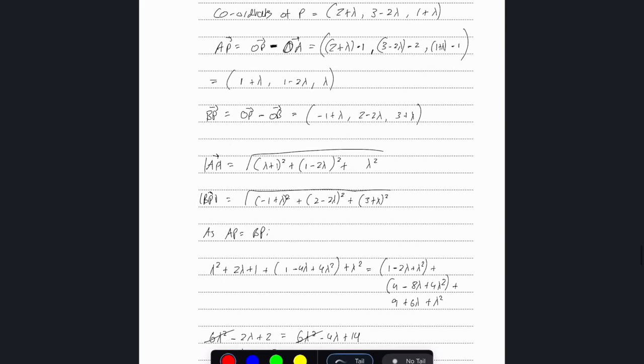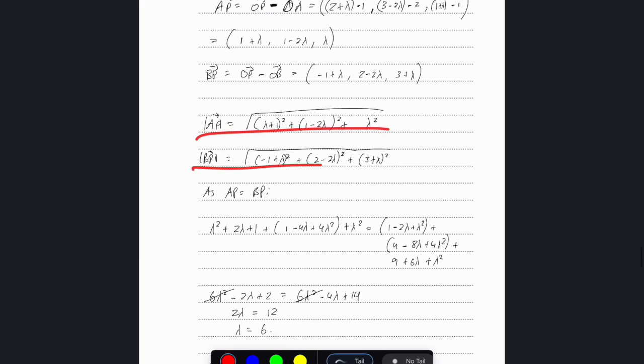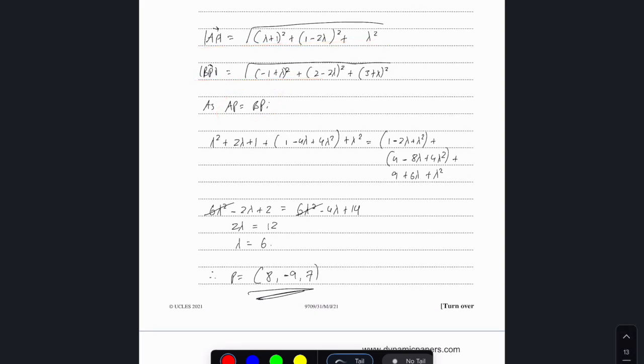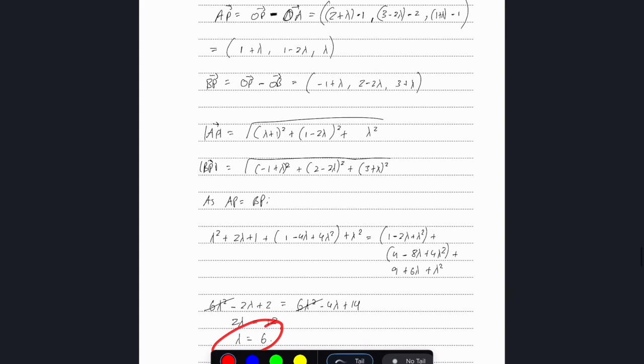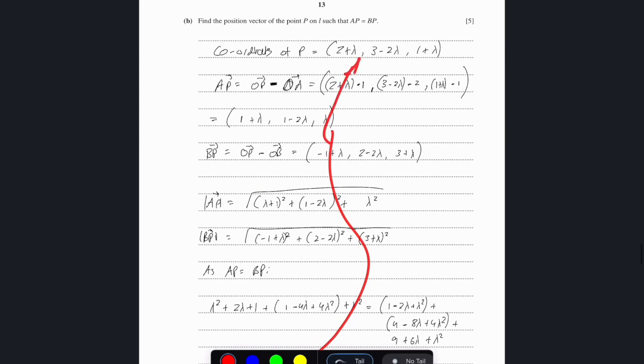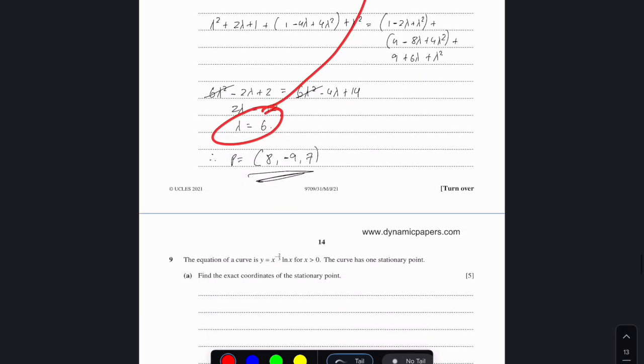Quickly going through this again. Coordinates of P equals this. AP, obviously OP minus OA. Okay, BP, do the same thing. Find the magnitudes, set them equal, simplify the equations, get lambda equals 6, and then you plug that back into the coordinates of P to get that.